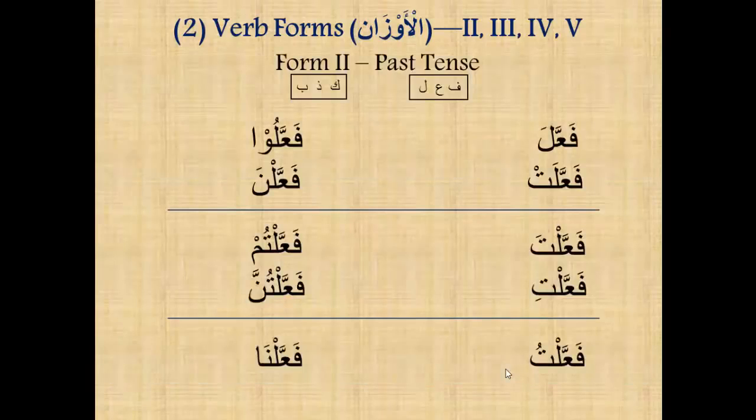So for each form that we'll be covering, forms 2, 3, 4, and 5, I've decided to pick one verb for us to conjugate in the past tense and in the present tense. And this is to illustrate that the conjugation rules we've learned in lessons 2, 3, and 4 for the past and present tense apply to all verb forms. And this is a point I've been repeating over and over again. These conjugation rules apply to all forms. So we'll be demonstrating that using this slide.